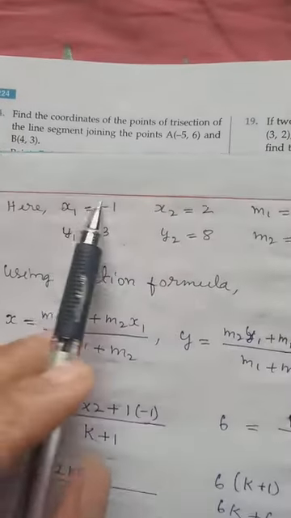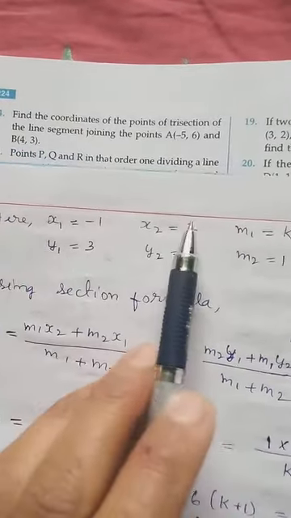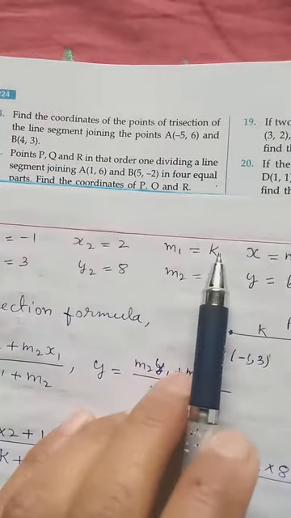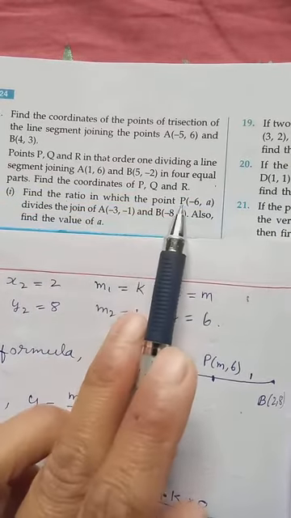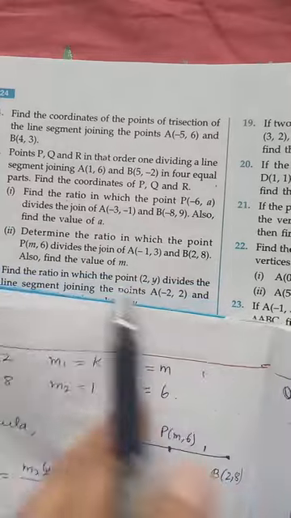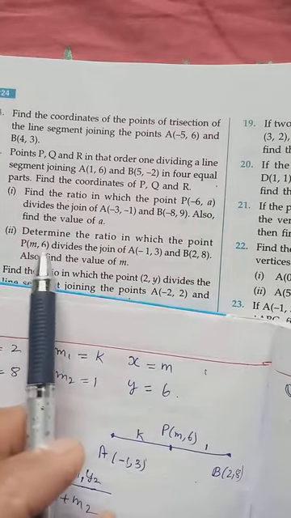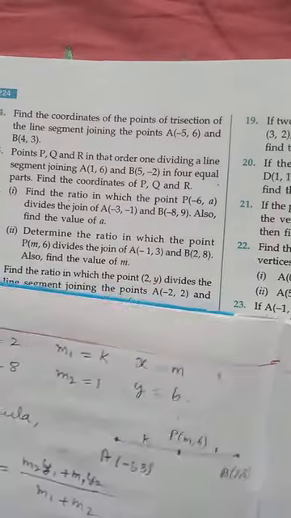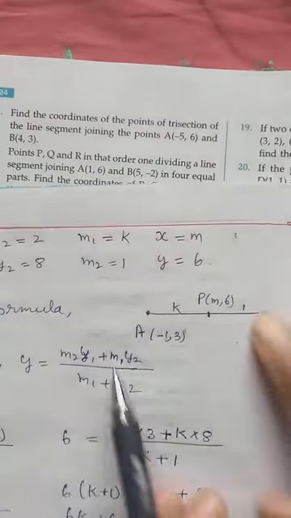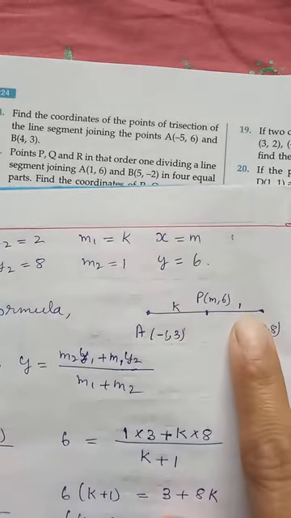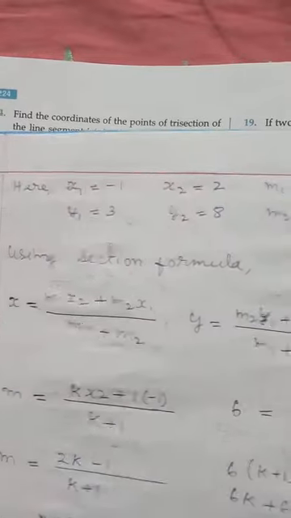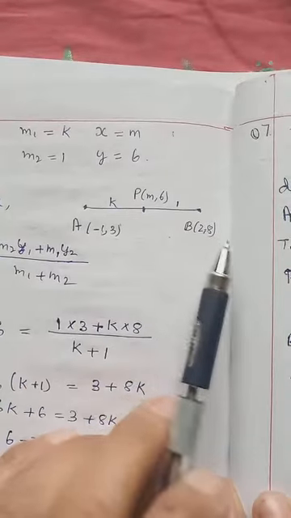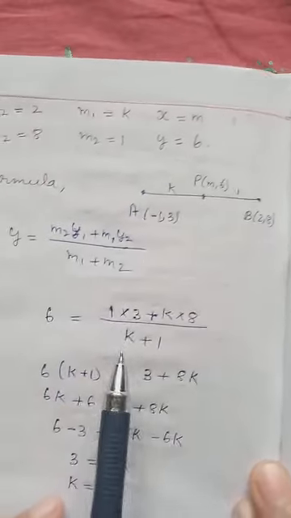Then we can apply the section formula. So x1 here is -1, y1 is 3, x2 is 2, y2 is 8. In place of m1 we can put k, in place of m2 we put 1. Then x will be m, and y will be 6. So we replace it in the section formula. We have (k into 2 plus 1 into -1), then down it will be k plus 1. Then again we have (k into 8 for y, plus 1 into 3) by k plus 1.